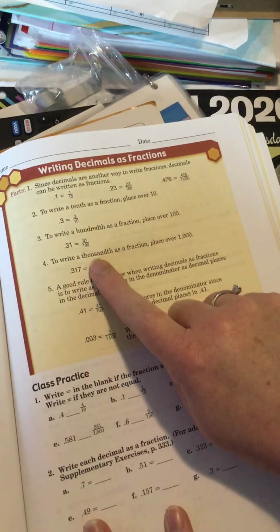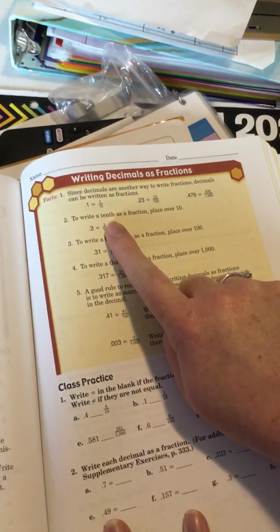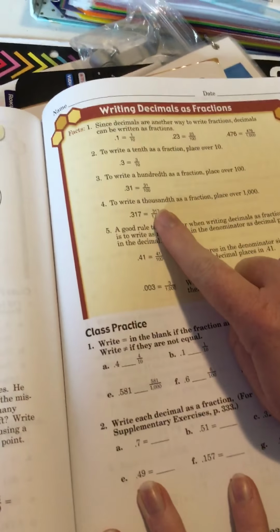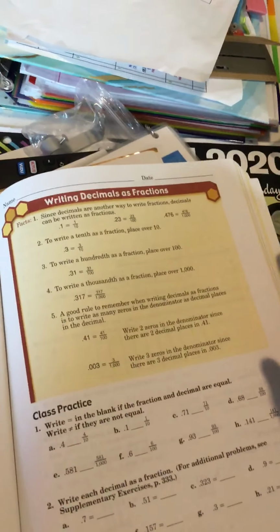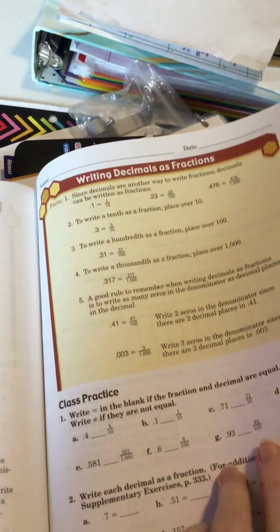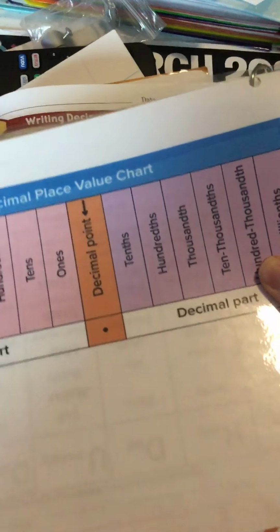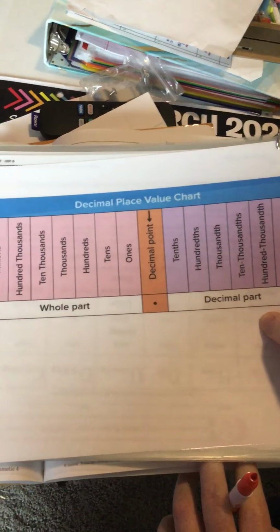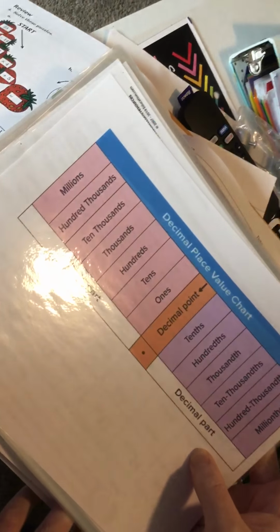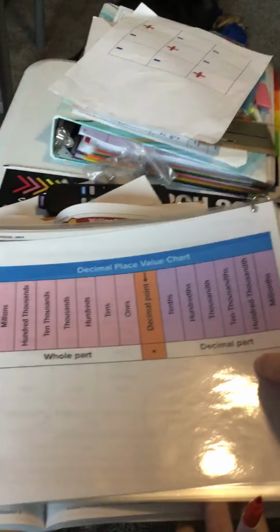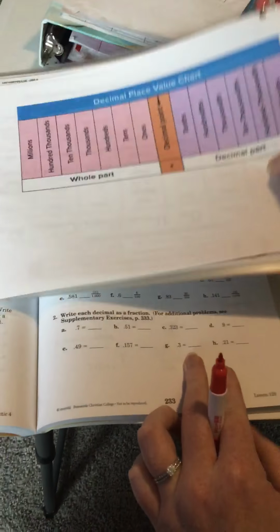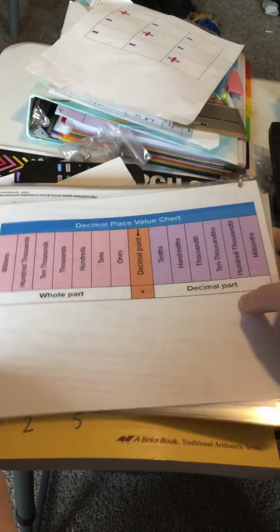Boxes 2, 3, and 4 explain how to write it as a tenth, write it as a hundredth, write it as a thousandth. So make sure you read over those. Okay? You're also going to need to use your decimal place value chart. If you don't have it or can't find it, I believe I put it in my Google Classroom. I will check after this video to make sure you have it. Okay? So let's get to our problems.